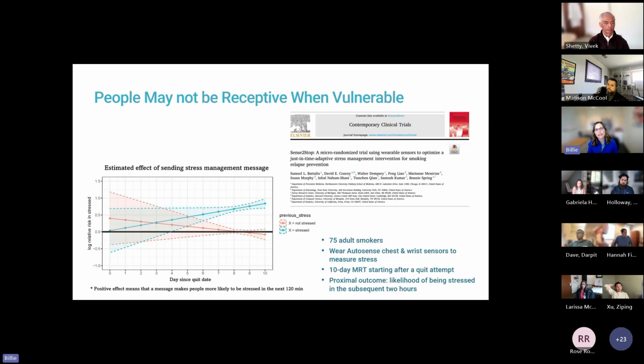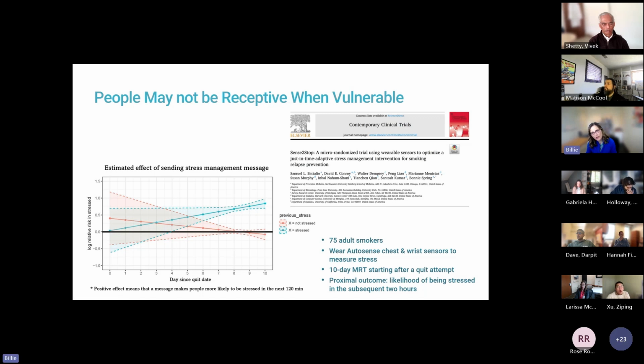And the outcome was the likelihood of experiencing stress in the next 2 hours. And guess what we found? This is really interesting. We found that when smokers attempting to quit experience stress in real life, prompting them to engage in a self-regulation activity increases rather than reduces the likelihood of experiencing stress in the next 2 hours. And this adverse effect intensified, became stronger over the course of the 10-day MRT.